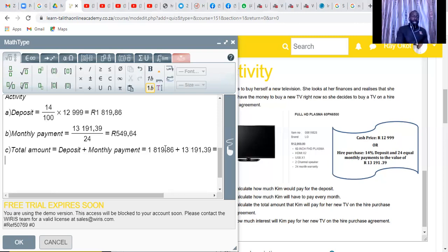The next thing, which is the last part of the question, is asking how much interest Kim will pay for her new TV on the hire purchase. So now the interest in this case will be calculated when we get the difference between the hire purchase payment, from it we take away the cash price payment.